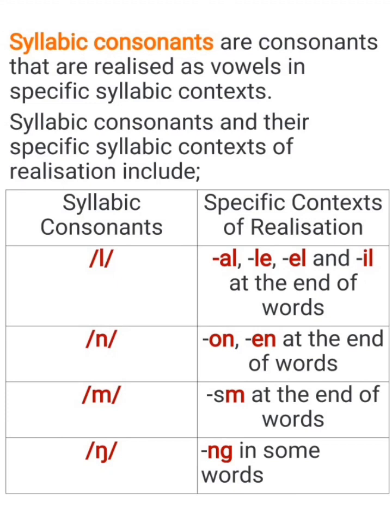And so the syllabic consonants in summary include L, N, M, and NG. And when they are realized as vowels, they will be pronounced as "ol" for the first, "n" for the second, "m" for the third, and "ng" for the last. And so that's the size of the lesson.